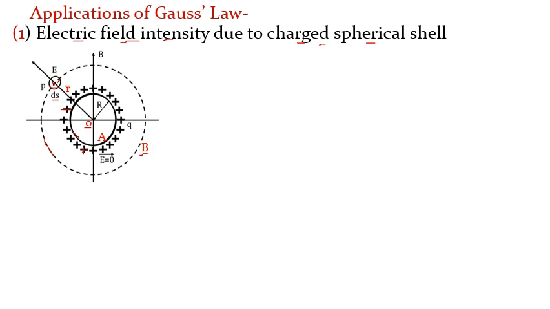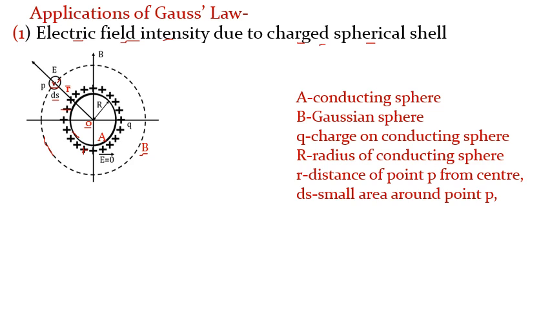The way in which we have drawn this, we have to write down description. Means in the descriptive part, these things must be included. Consider A is the conducting sphere on which positive charges are deposited. B is the Gaussian sphere. Q, these are the number of charges on conducting sphere. R is radius of the conducting sphere. r is the distance of point P from the center. dS is small area around point P. Like this, you have to describe this diagram.